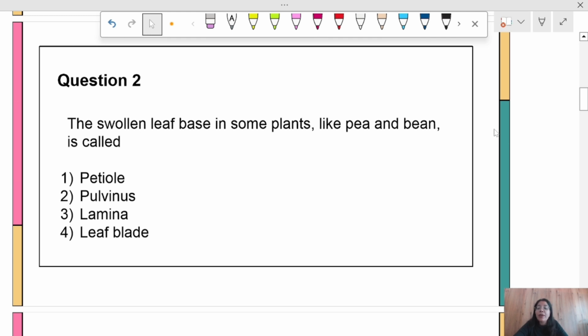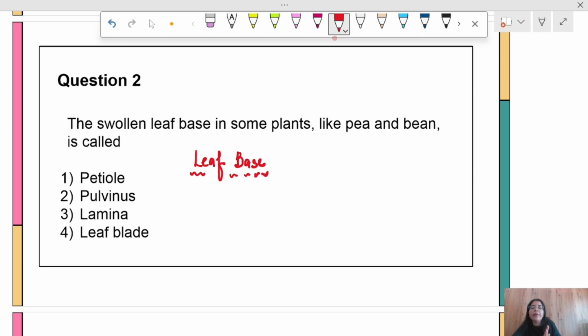The swollen leaf base in some plants like pea and bean is called what? Okay. So leaf base is the most important part of leaf, right? Remember, there are different parts of leaf: leaf base, petiole, leaf lamina, apex, right? So leaf base is the first part of leaf by which the leaf is attached to the main stem, right? This leaf base sometimes can be modified. Okay, and this modified leaf base can be of two types. Sometimes it can become swollen, and sometimes it will become sheathing.